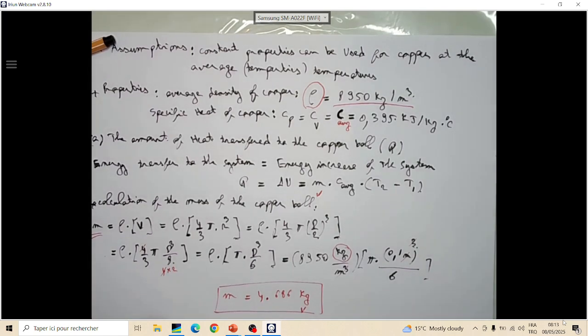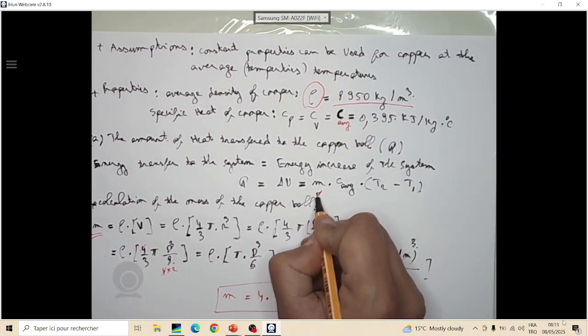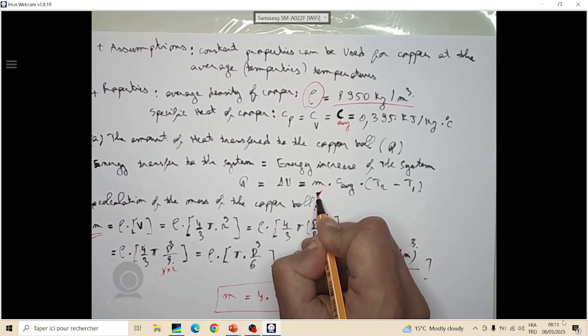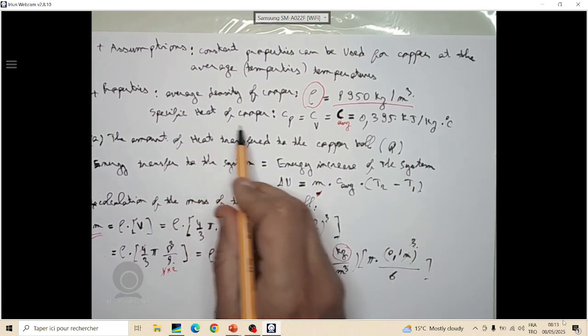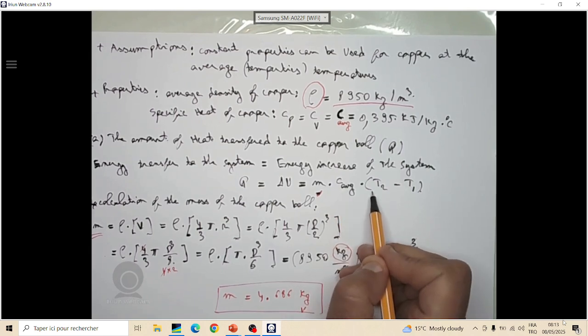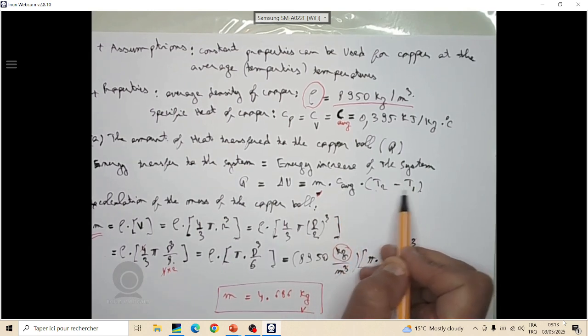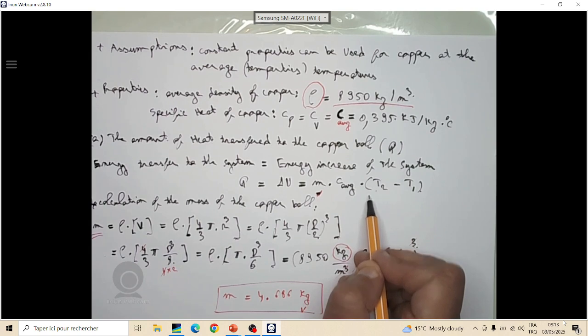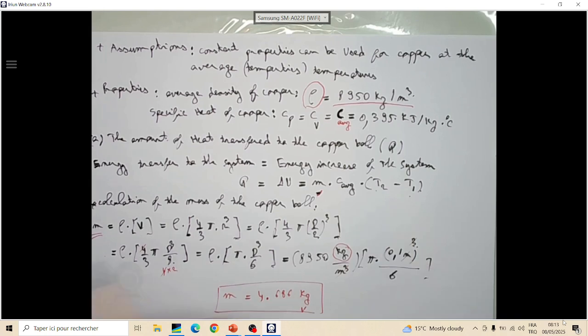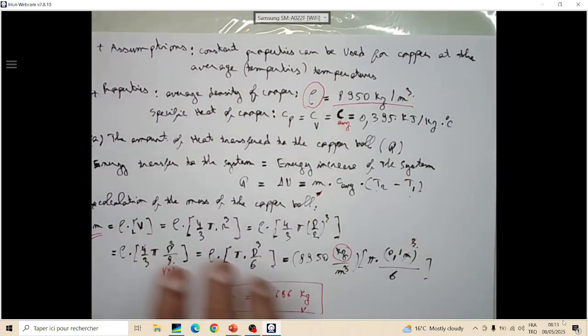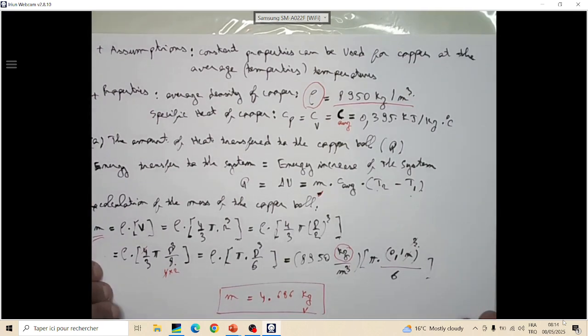Let's continue. So we have calculated the mass of the ball. Why do we calculate the mass? Because we need it in this formula. We need the mass. Also we need C average, which is the specific heat of the copper. We have already C. And we have to use the temperatures T2 and T1. T2 is equal to 150 degrees Celsius, and T1 is equal to 100 degrees Celsius.